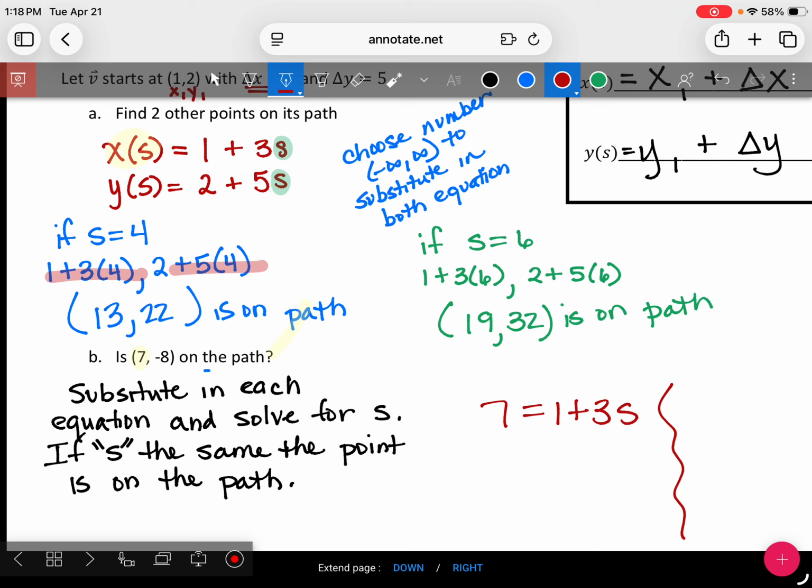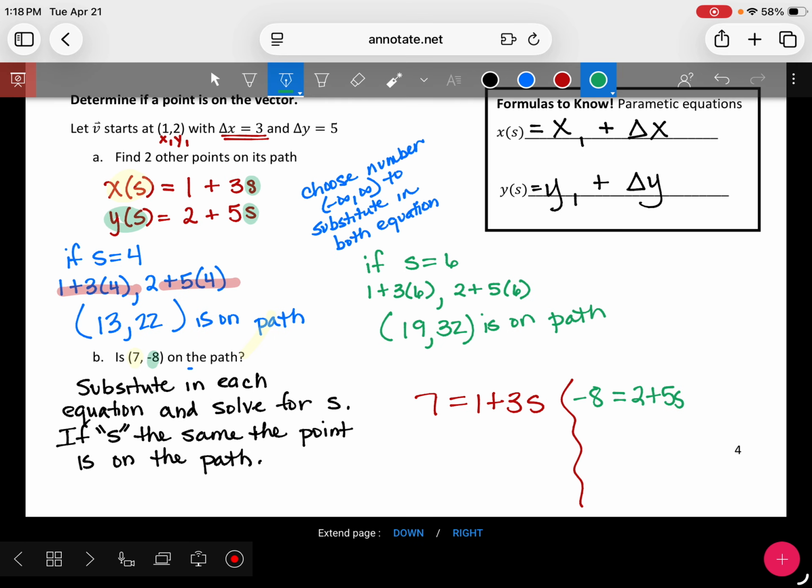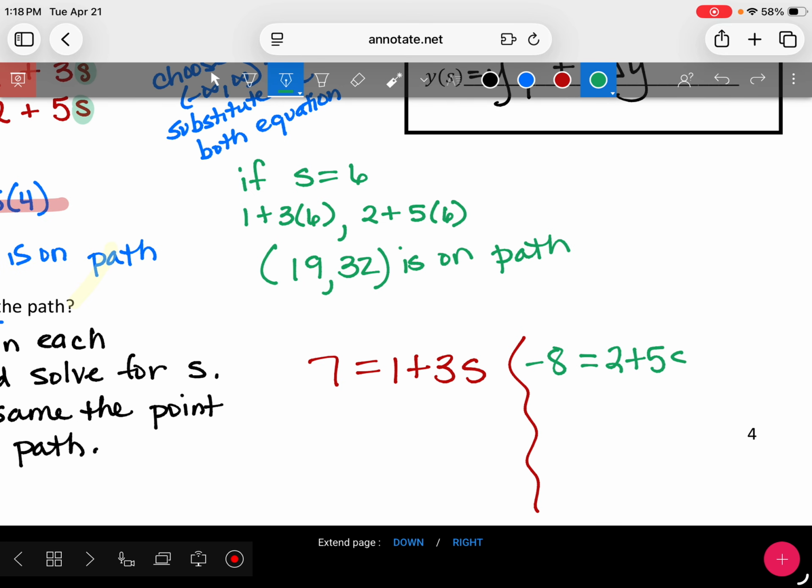And then we're going to do the same thing with the y. I'm going to put the negative 8 here. So negative 8 equals 2 plus 5s. All right, solve that for s. If you get the same number on the red and the green, then the answer is yes. The point 7, negative 8 is on the path. But if you don't, that means that it's not on the path of the vector.